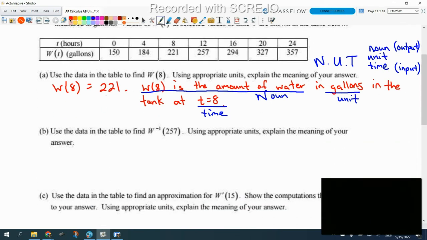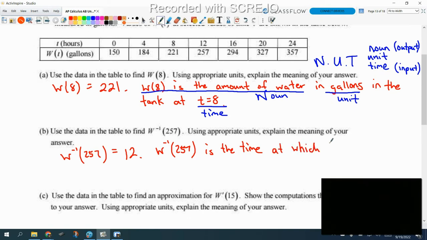All right, part 2. Use the data in the table to find W inverse of 257. So W inverse of 257 equals, okay, there's 257. The inverse answer is 12. Okay, so using appropriate units, explain the meaning of your answer. W inverse of 257 is the time at which there are 257 gallons of water in the tank.